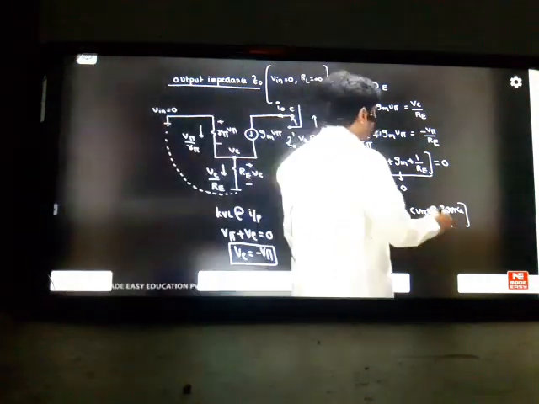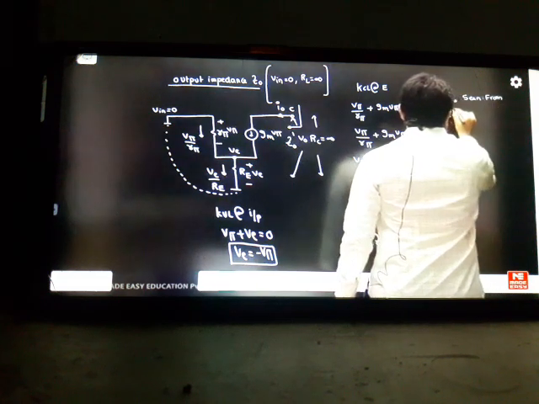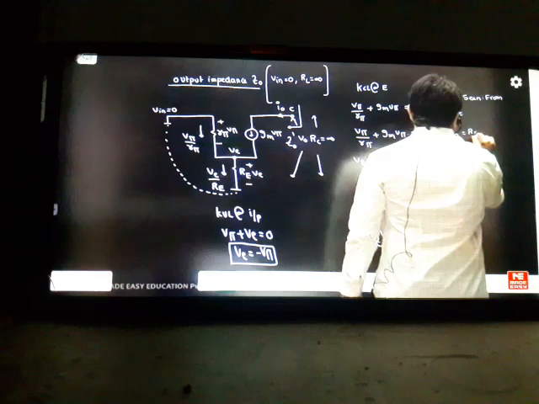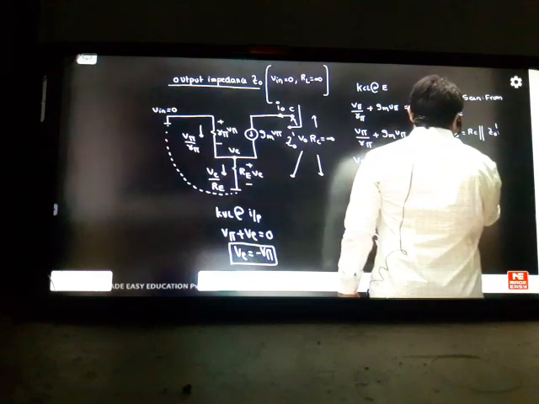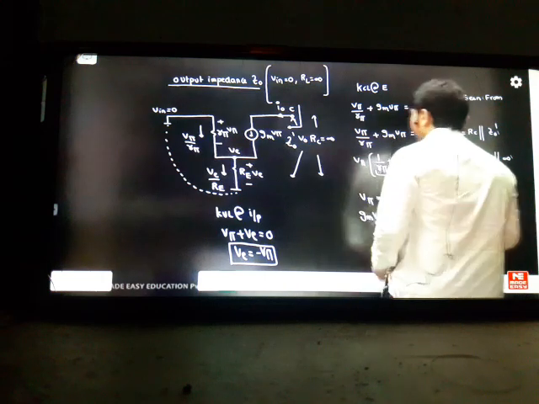Now what is the output impedance seen from the load? From RC, Z0 will be equal to RC in parallel with Z0 dash. So the output impedance will be RC in parallel with infinite, so Z0 will be equal to only RC. Finally, it has given the result that Z0 becomes RC.